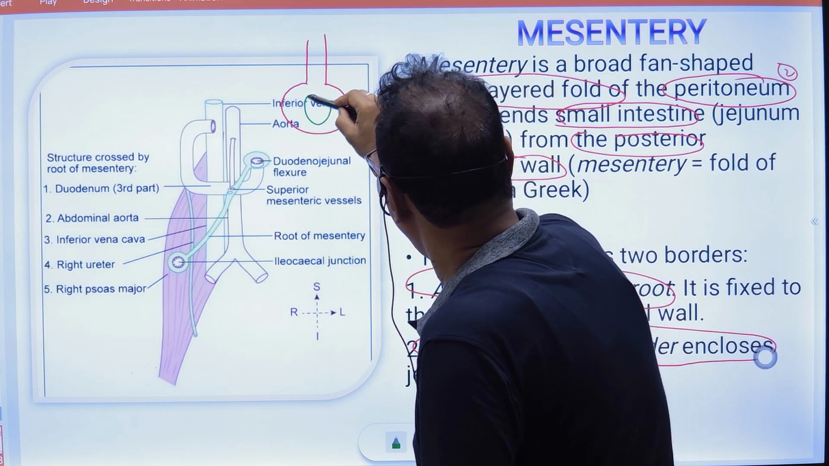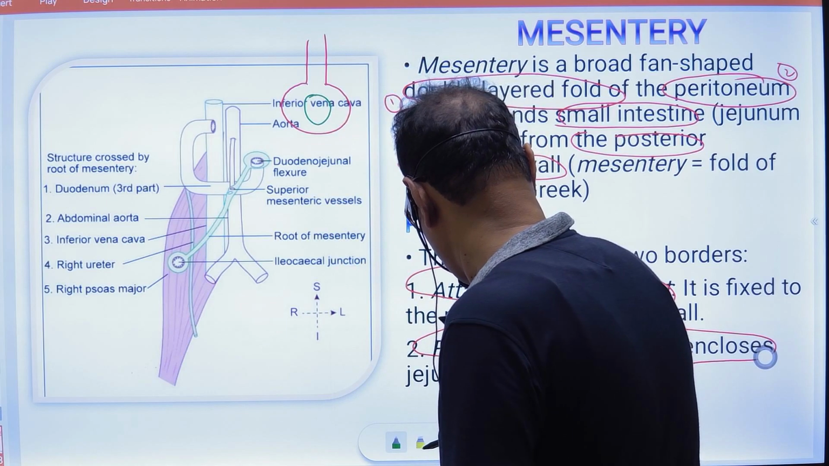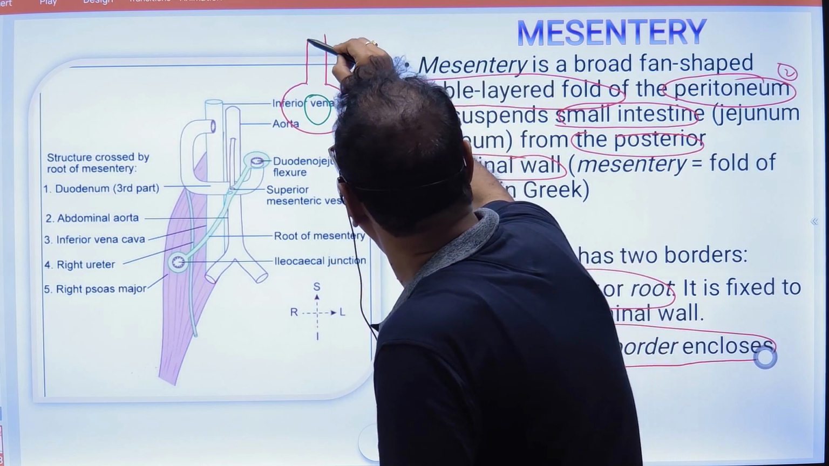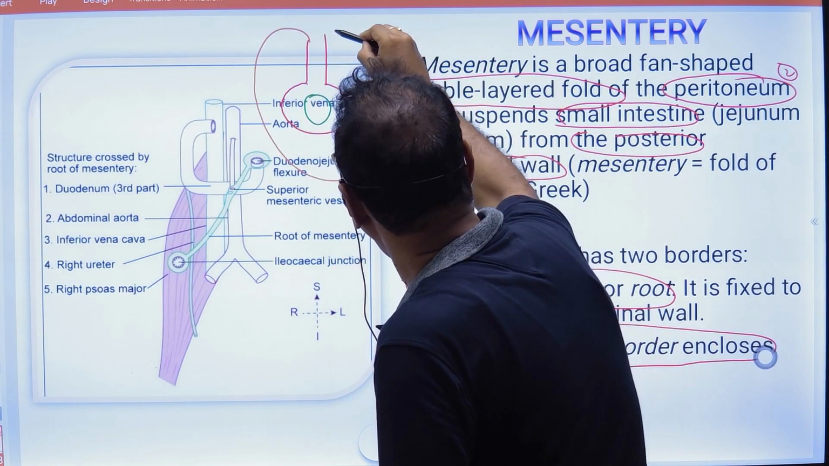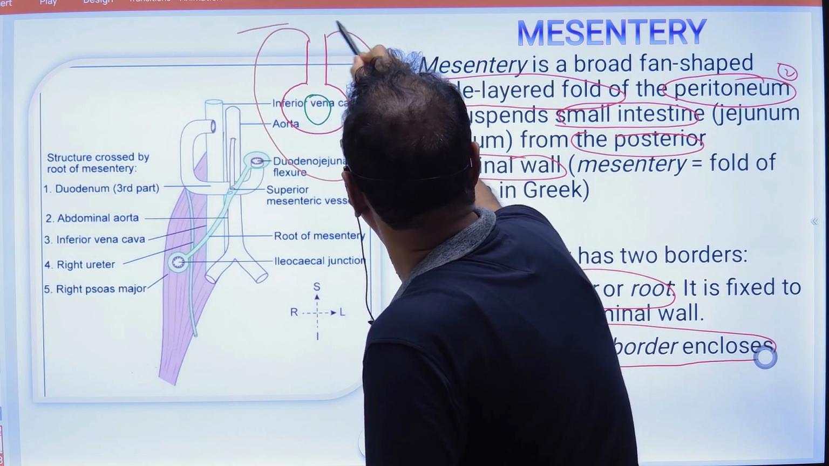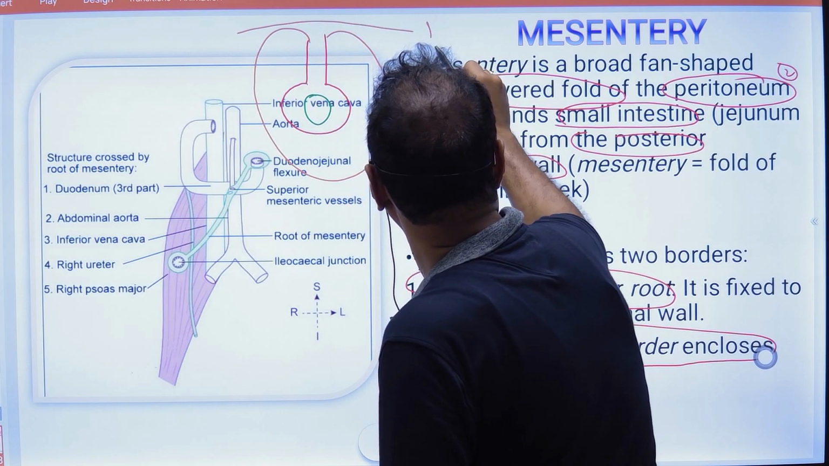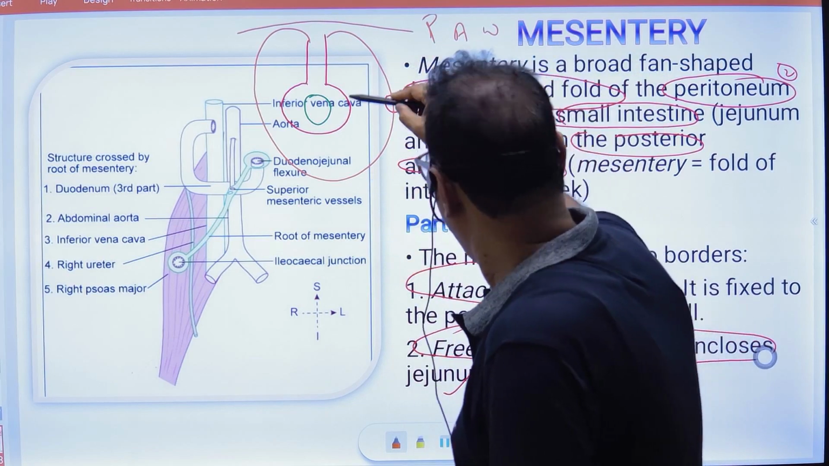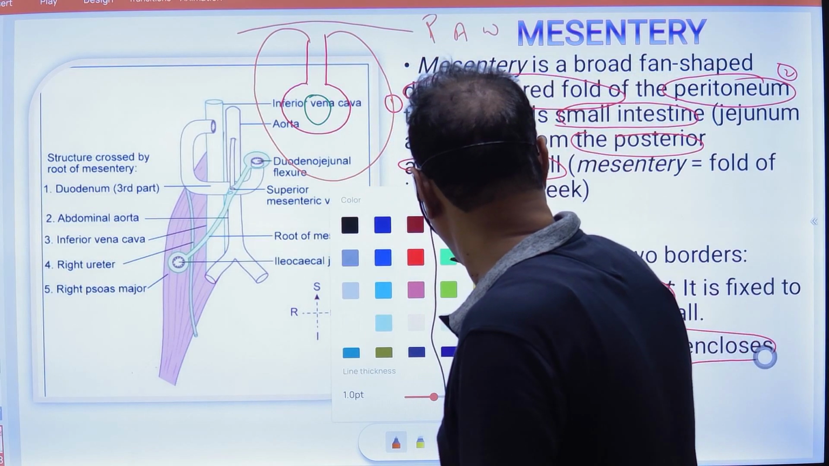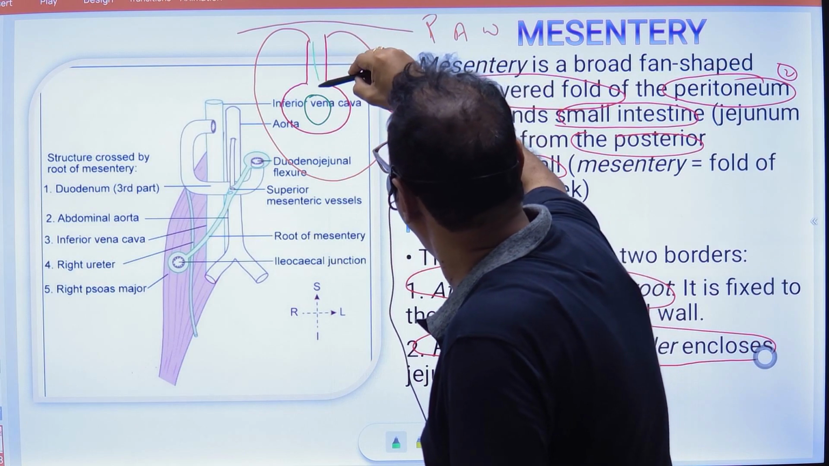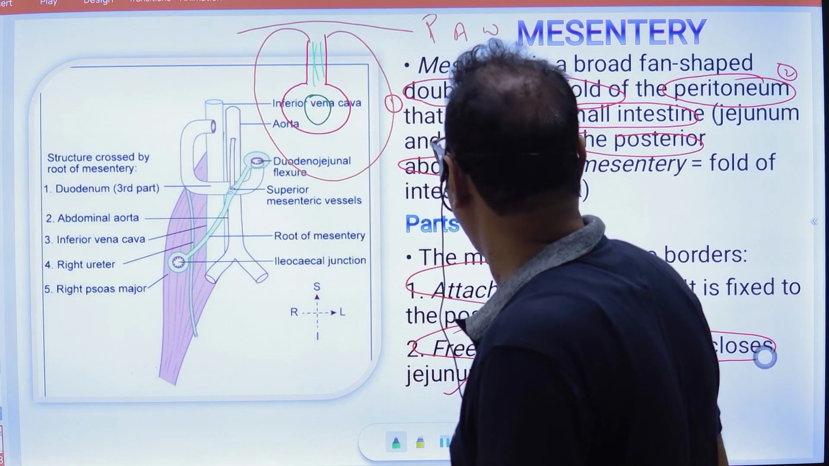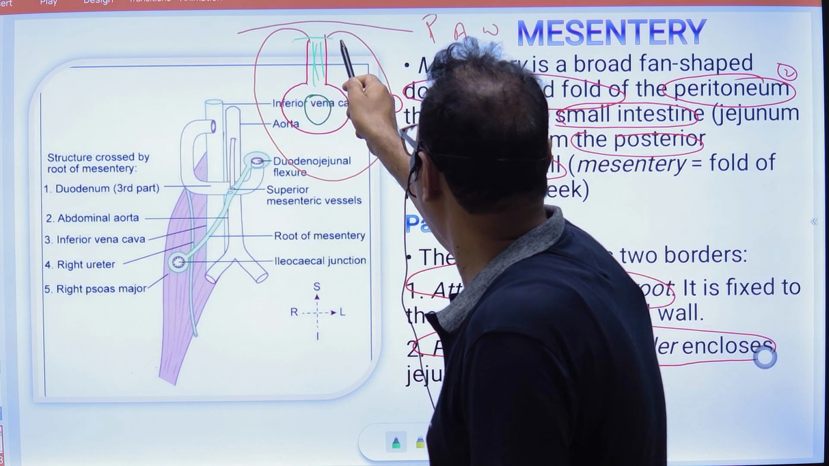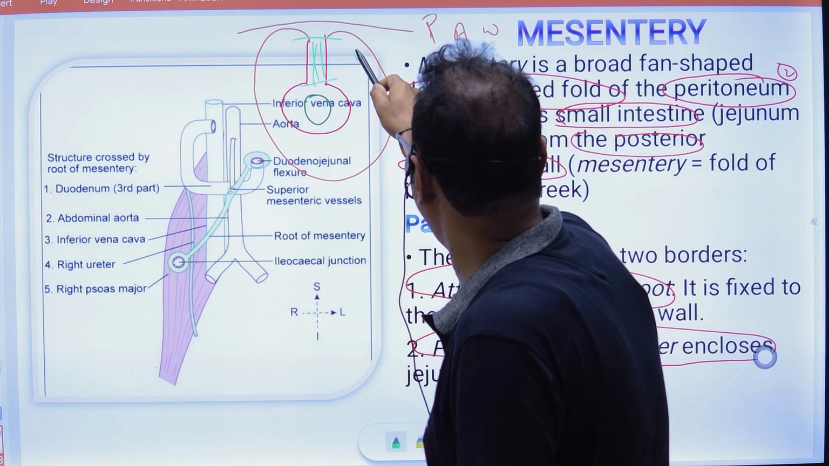Have the organ over here. Parietal peritoneum. This is the posterior abdominal wall. Here we have all the structures which are coming through this one, and this is the mesentery. This portion will be known as the mesentery.